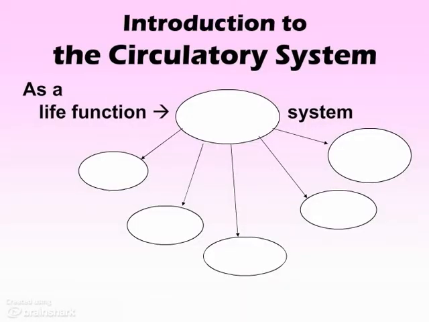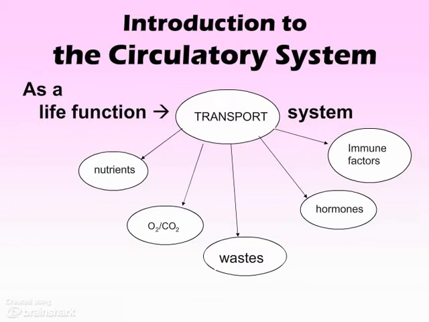As a life function, circulatory systems are transport systems. Some of the things that they are going to transport are nutrients, things like blood gases that we've talked about in the last two organ systems that we've studied. They're also going to carry wastes, as we'll look into with the excretory system, and hormones with the endocrine system, and immune factors when we get into the immune system. So quite a busy thoroughfare, our circulatory systems.